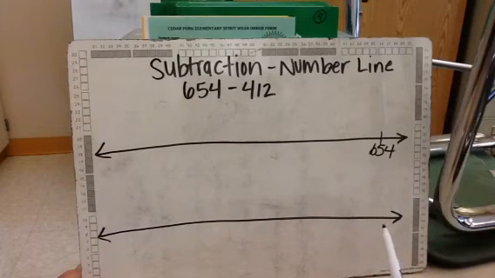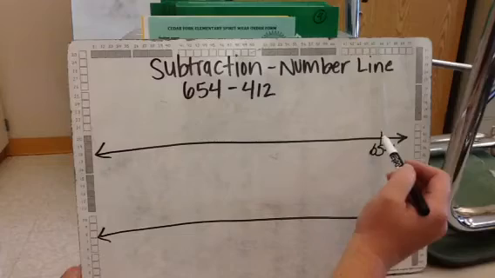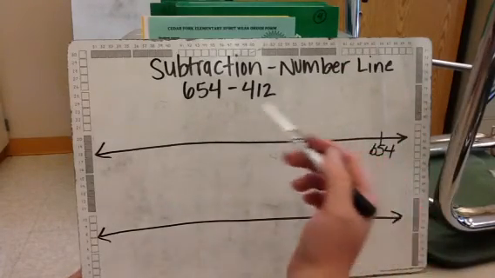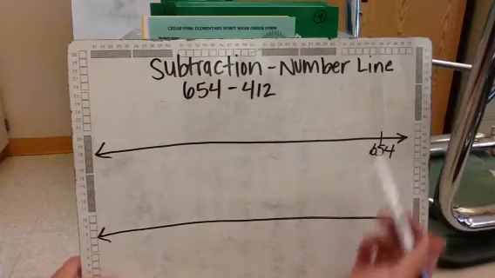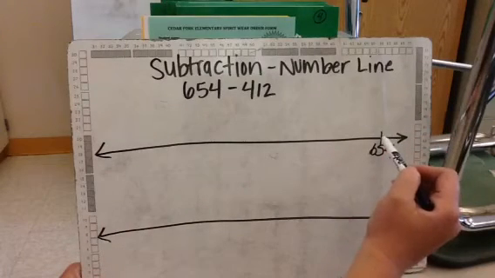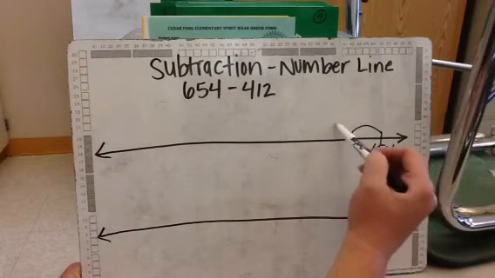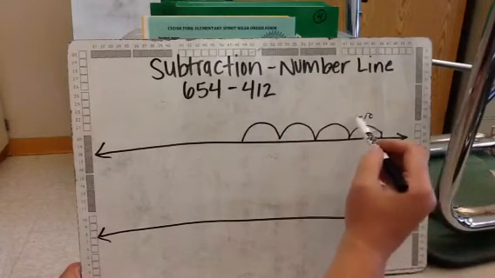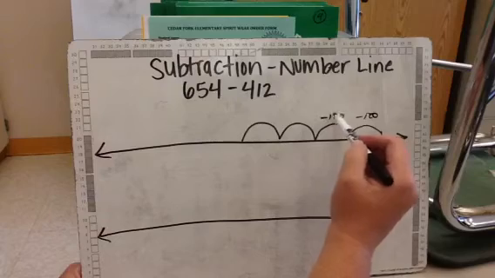So of course I'm not going to do 412 hops. I'm going to use what I know about place value. So I'm going to hop 400s. If you have really strong number sense, you can hop one big hop of 400, but I'm just going to do 4 hops, 100 each. So 100, 200, 300, 400. So each one is minus 100.